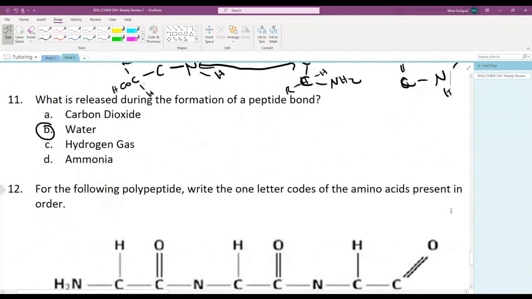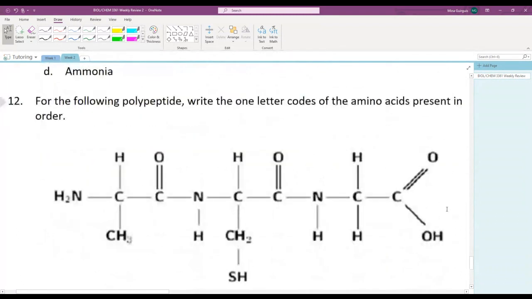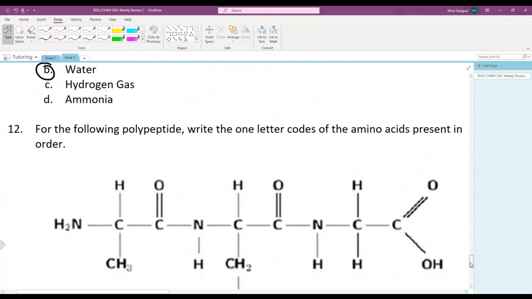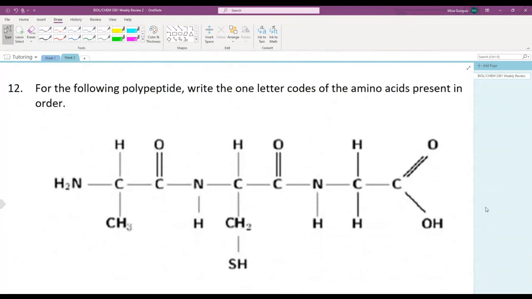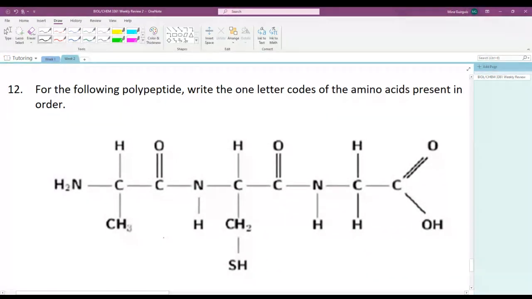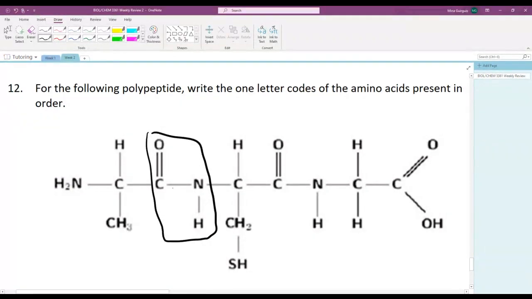Okay, 12. For the following peptide, well, I think, is this? Oh no, yes, that's right. Okay, I have a different one of these. So for the following peptide, write the one-letter codes of the amino acids present in order. Okay. So actually, in this one, instead of just writing the one-letter codes, we're going to write the amino acids out, then write the one-letter code for this peptide. Okay. So what are some ways that are, in my opinion, easiest to do this? First, look for this. Okay. So this is that peptide bond with an amide. You've got the carbon, the nitrogen, the carboxyl group.